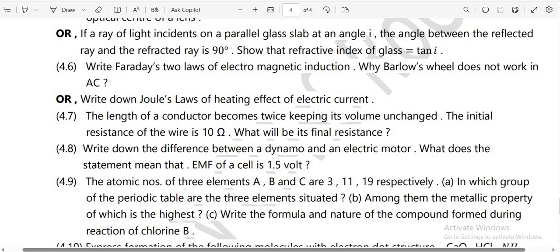4.8 Write down the difference between a dynamo and an electric motor. What does the statement that EMF of a cell is 1.5 volt mean?